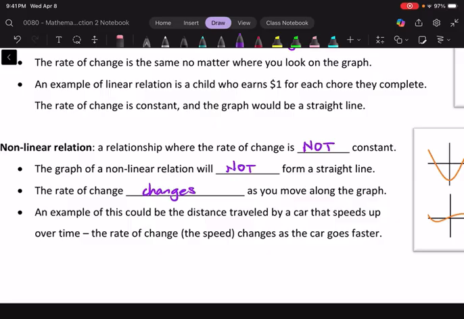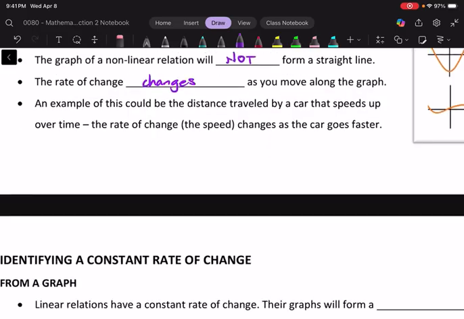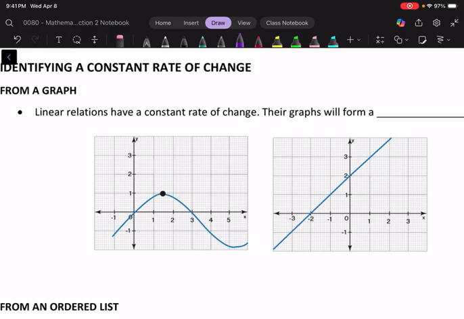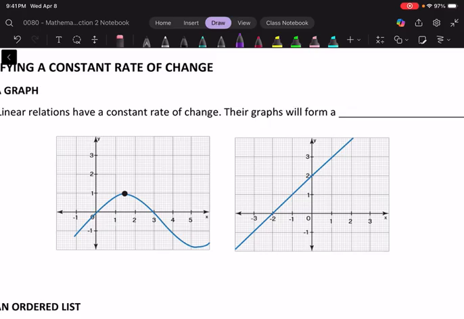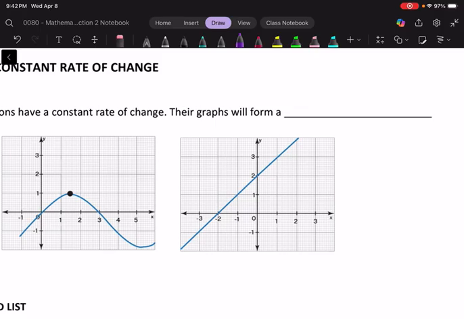So an example in real life could be the distance traveled by a car that speeds up over time. The rate of change of that distance is its speed. And since the speed is changing, the rate of change is changing as the car goes faster and faster. So again, linear relations, we're talking about straight lines. You want to identify a linear relation from a graph? Just check if the graph forms a single straight line.